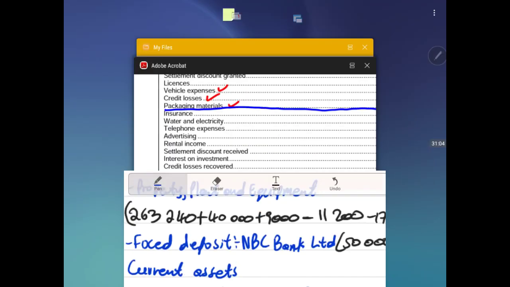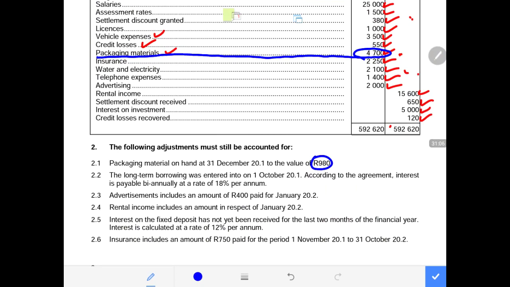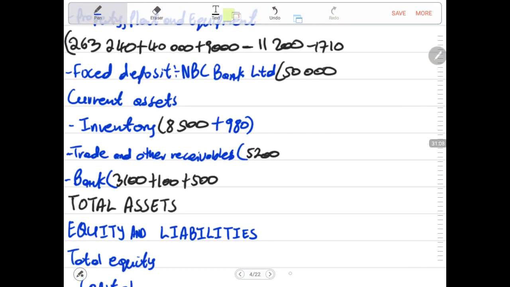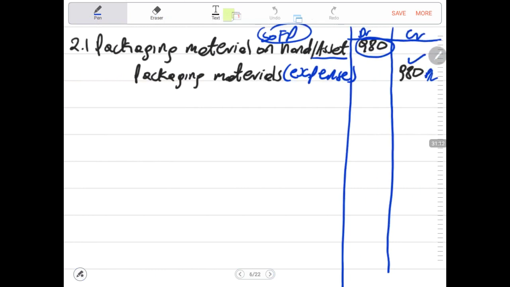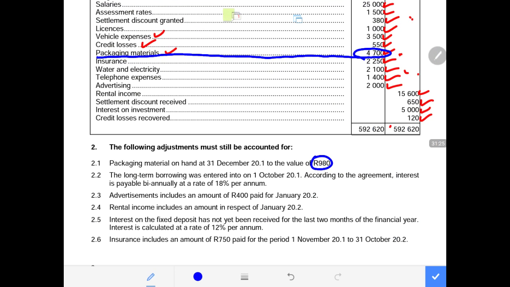Now we have recorded this entry. Both the debit and the credit side of this entry has been correctly recorded. Then we go to the next adjustment. Next one, it is 2.2. Now we go to the second adjustment, which is 2.2. 2.2 says that the long-term borrowing was entered on the 1st of October 2001.